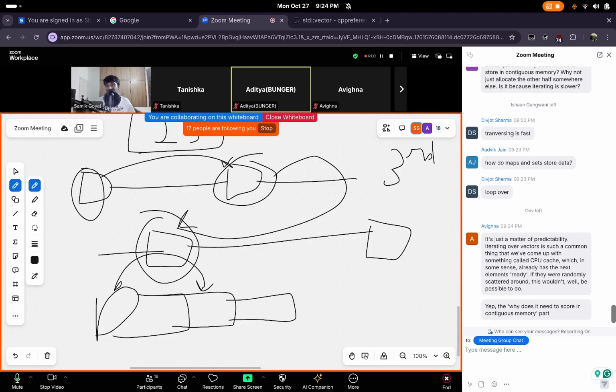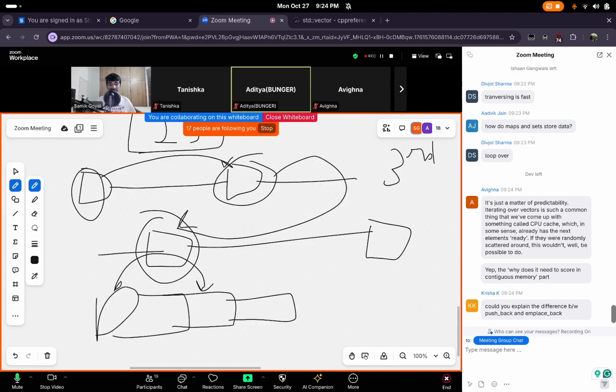Now, in case some people are wondering, when should you use an array over a vector? Because I mean, there are obvious advantages to using a vector, but when should you use an array? The answer is honestly never.